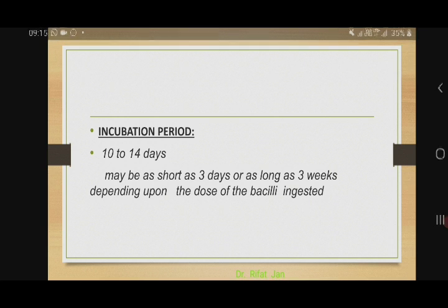Coming to the incubation period, the incubation period of typhoid is 10 to 14 days. It may be as short as 3 days or as long as 3 weeks. That depends upon the dose of the bacilli that is ingested. The higher the dose of the bacilli ingested, the longer the incubation period.